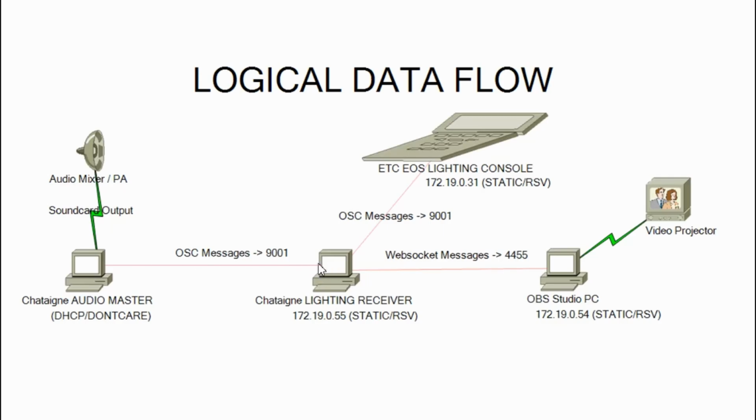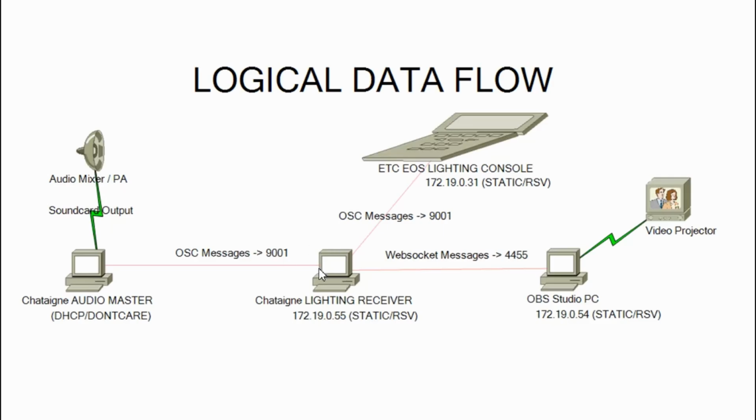Now, these red lines do not represent the physical wiring. This is the logical wiring. So all of these red lines would be going to an Ethernet switch at some point, and not necessarily tied together in this visible configuration. But this is the logic for it. So our audio master sends OSC messages to IP address 0.55 on port 9001. The lighting receiver receives them.